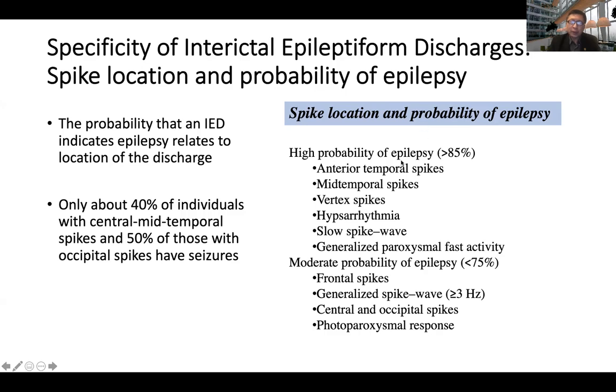There is a high probability of epilepsy, more than 85%, if you find IED located as an anterior temporal spike, mid-temporal spike, vertex spike, hypsarrhythmia, slow spike wave, or generalized paroxysmal fast activity. There is a moderate probability of epilepsy, less than 25%, when you find a frontal spike, generalized spike wave, central or occipital spike, and photoparoxysmal response.